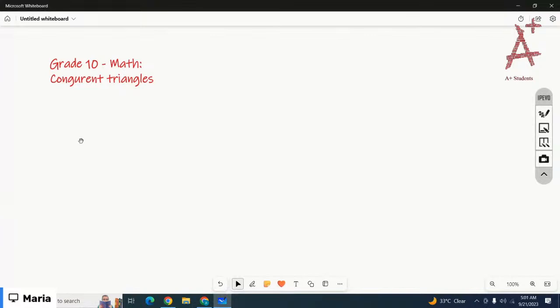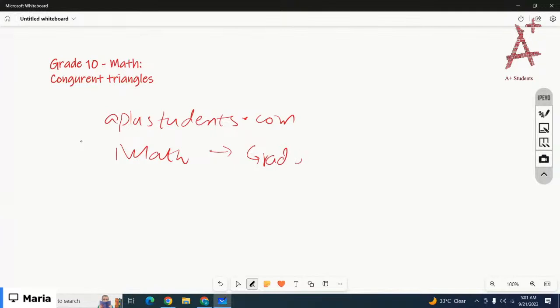So you can find all the lessons on aplusstudents.com. You have to log in there using your email address and the password provided by the administrator. Then you have to select math from the subject tab. Scroll down to grade 10 and then click on view all lessons. There you can find a list of the chapters.